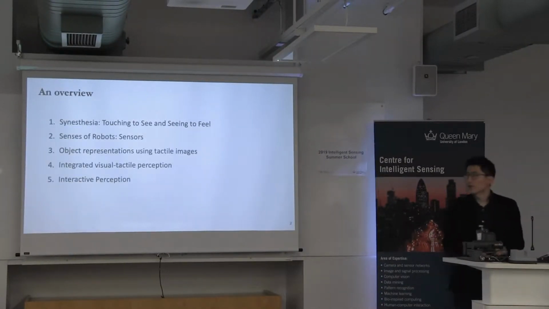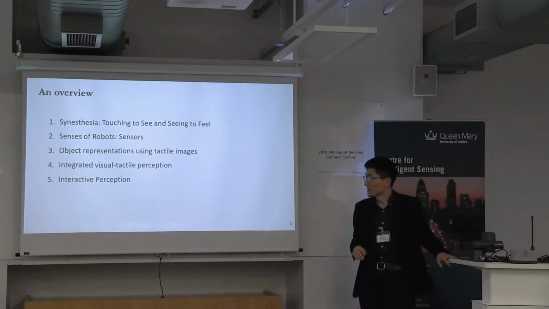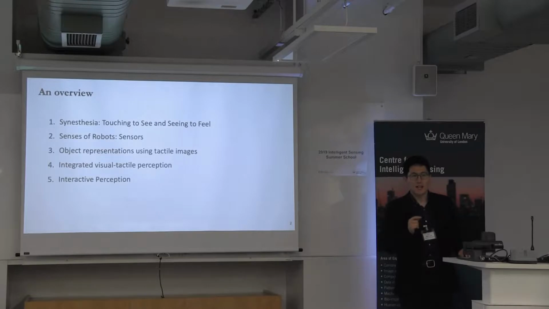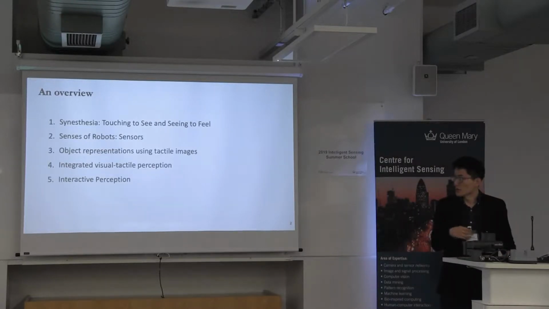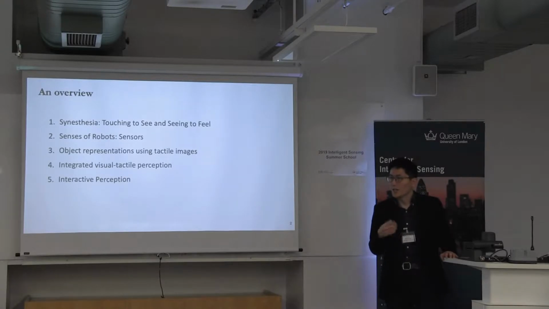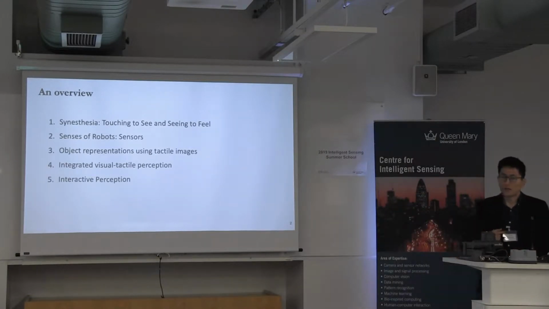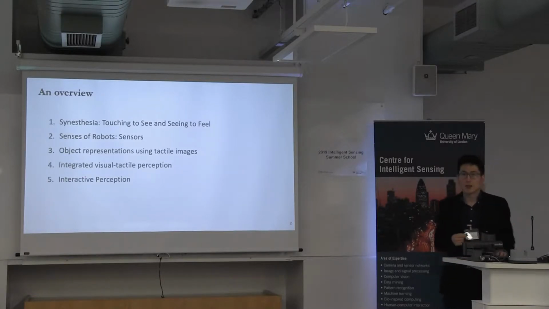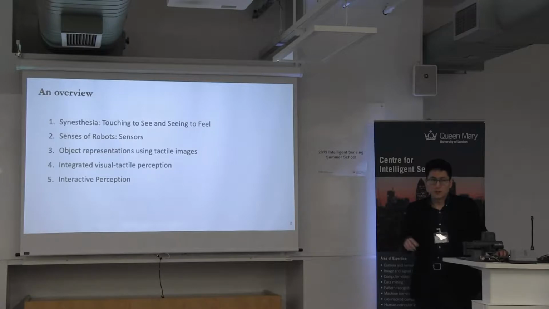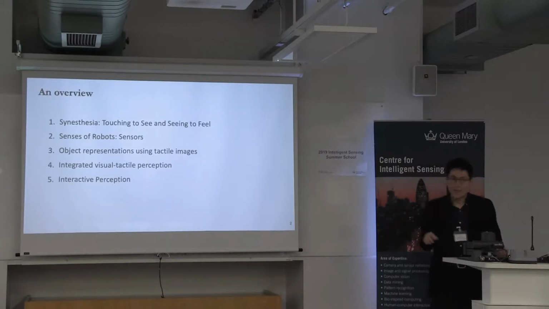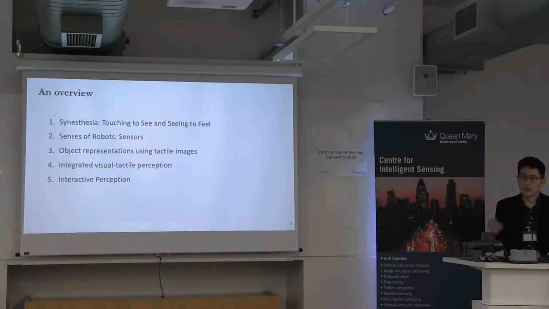So here is an overview of the topics I will cover in the presentation. Firstly, I will give a brief introduction to the motivation of my research: why we should focus on vision and touch, and whether they are multimodal or cross-modal in us humans. Next I will give an introduction on sensors for robots, both visual sensors and tactile sensors. And I will introduce my work on object representations using tactile images and also integrated visual-tactile perception, both multimodal and cross-modal. And at the end, I will give some future directions on this topic, interactive perception.